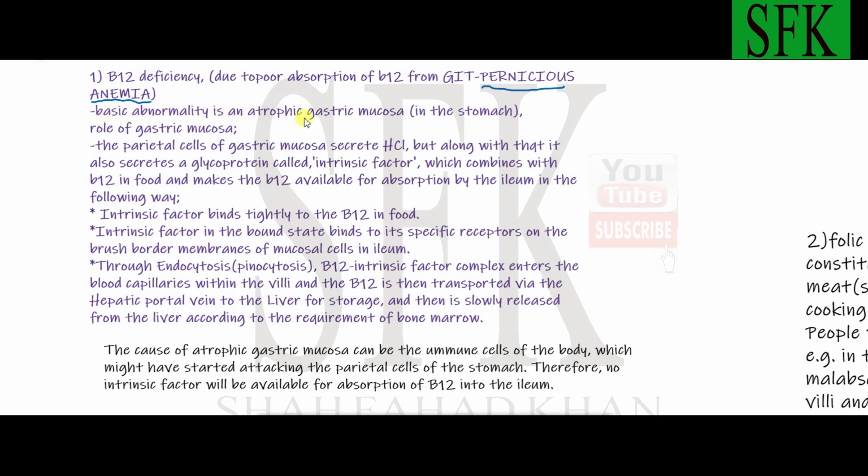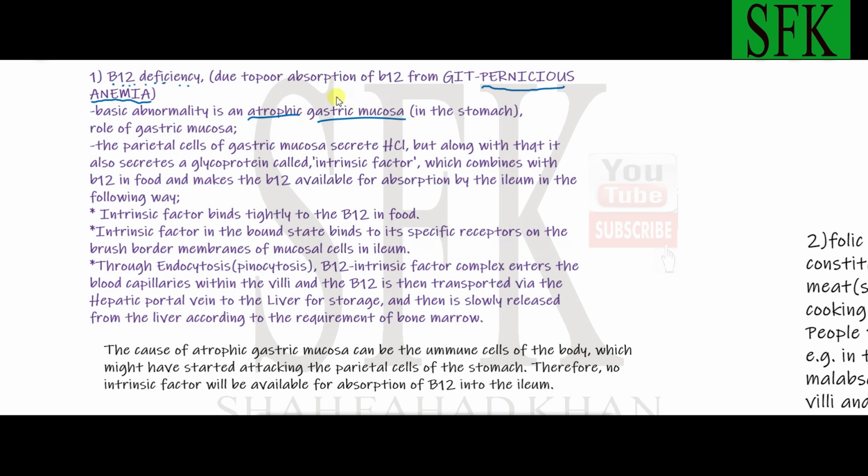The basic abnormality is an atrophic gastric mucosa. Atrophic means the cells of the gastric mucosa, the mucosa of the stomach, where the gastric juices etc. are present, that mucosa, the cells of that mucosa, they start dying out. They are destroyed, and as a result, since this gastric mucosa has a role in the absorption of vitamin B12, the vitamin B12 absorption in the ileum is not proper due to the abnormality in the gastric mucosa.